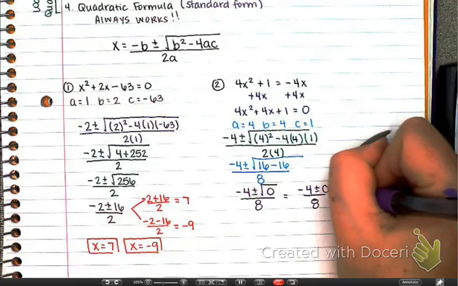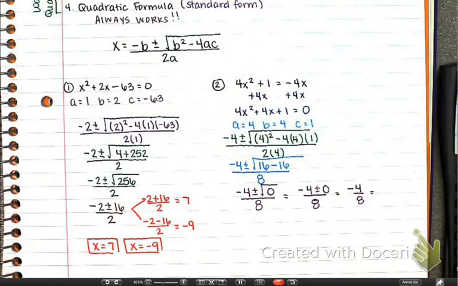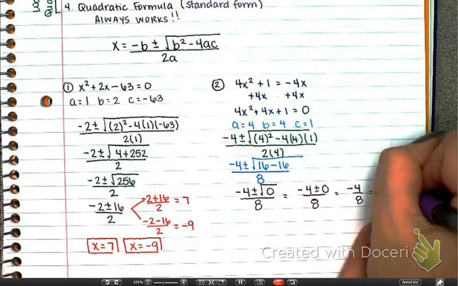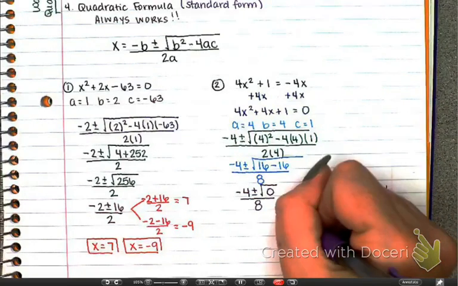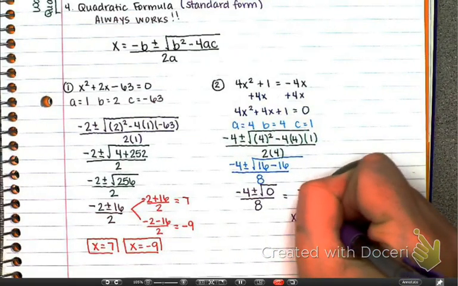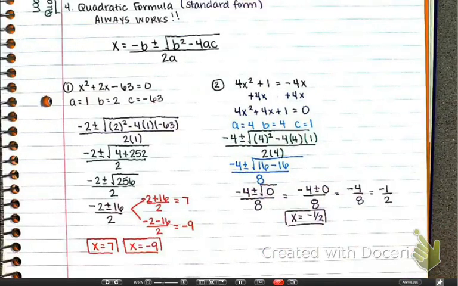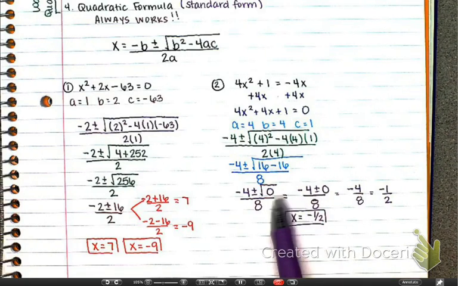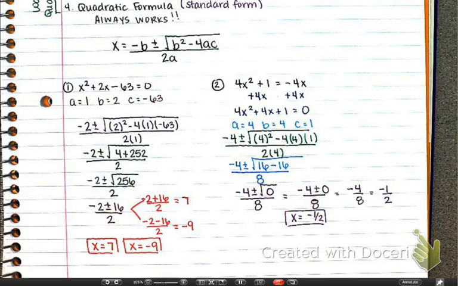So this is really just negative 4 over 8. And I can reduce negative 4 over 8 to negative 1/2. So in this case, x equals negative 1/2. Okay, so again, the discriminant tells you how many solutions you're going to have at the end. So I know this is 0, which means I know I'm only going to have one answer. Okay. All right, you're going to try this last one.